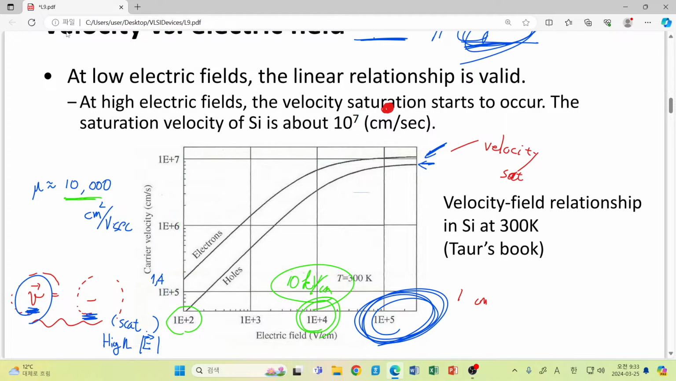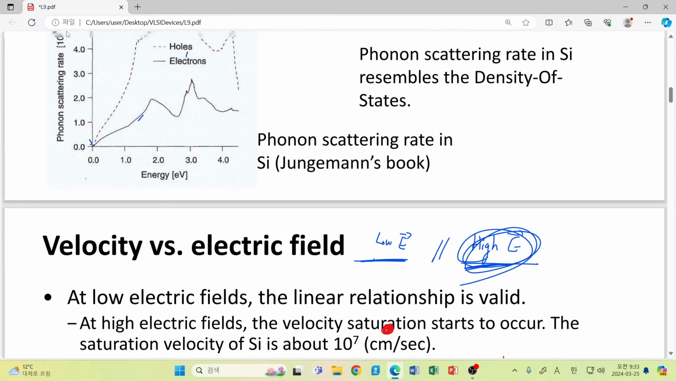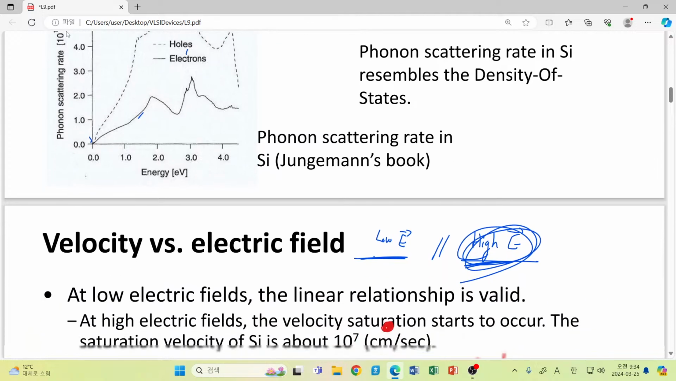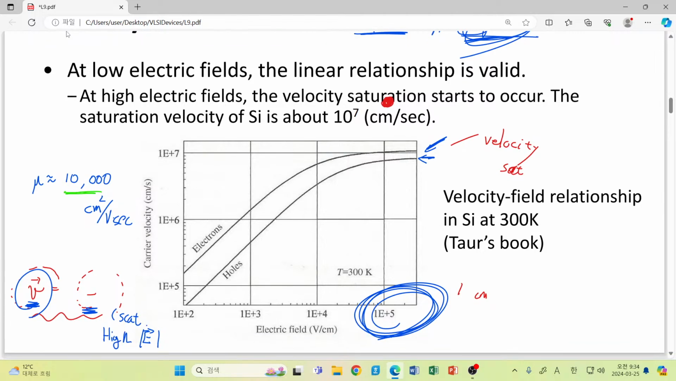So how can we model this, or how can we describe this behavior? Now we understand that it happens from the increase of our scattering rate. If our electrons and holes are heated up, having higher energy, then higher energy means more frequent scattering. So that's the reason why our velocity is saturated. Although we understand that, there are still some issues. How can we model this?